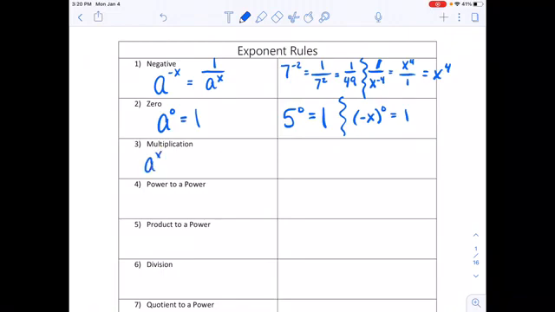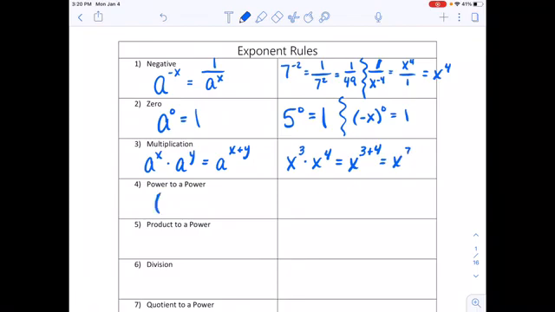Multiplication of like-based exponents really just means that you add them. So you keep one of the bases and then you add the exponents. So for example, we have x cubed times x to the fourth. Notice the bases are both x's. You simply add your exponents and you get x to the 7th.